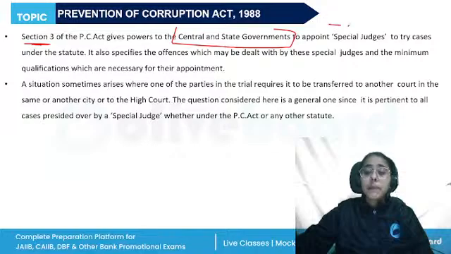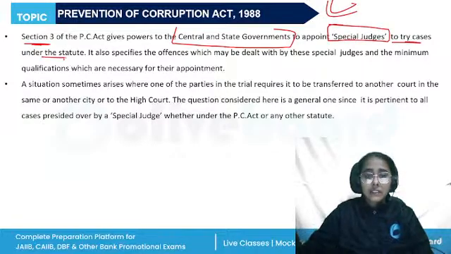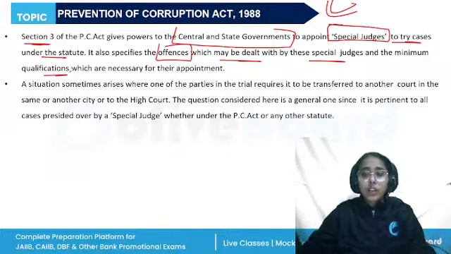Right. Then, under the Act, section 3 gives powers to the central and the state governments to appoint special judges. These special judges will try the cases under the act. Also, the offenses are specified which may be dealt with by these special judges and the minimum qualifications necessary for their appointment. So special judges are appointed by the central and the state governments to try the cases of undue advantage or corruption as stated under the Act, and the offences which may be dealt by these special judges as well as their minimum qualification are all given in section 3, right?